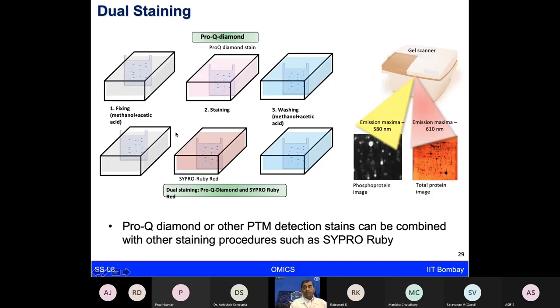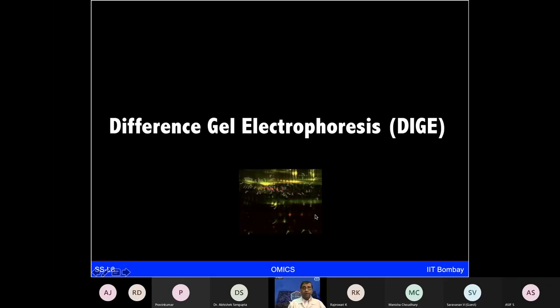And after that, you can stain them with SYPRO Ruby red, another stain, and again take that measurement at 610 nanometers. So the entire gel you are scanning. Same gel, now you are able to obtain two different images of phosphoprotein and the total protein, and then you can see which proteins are also getting modified. So one could do different applications in this manner.